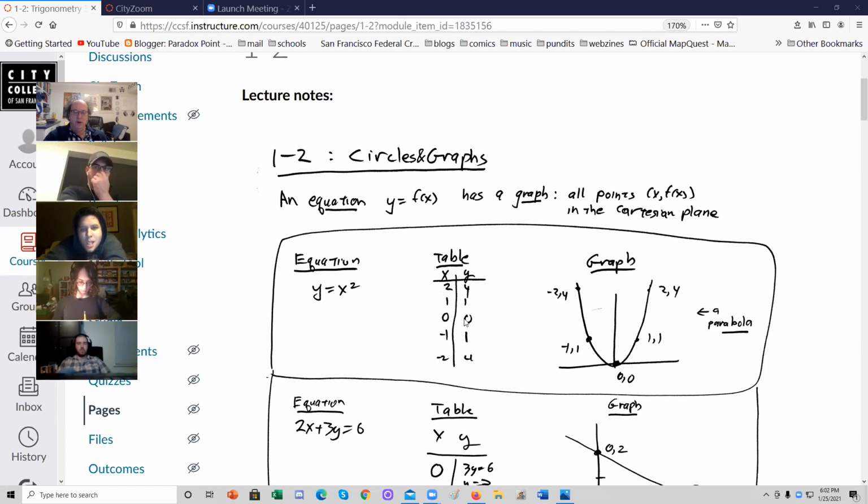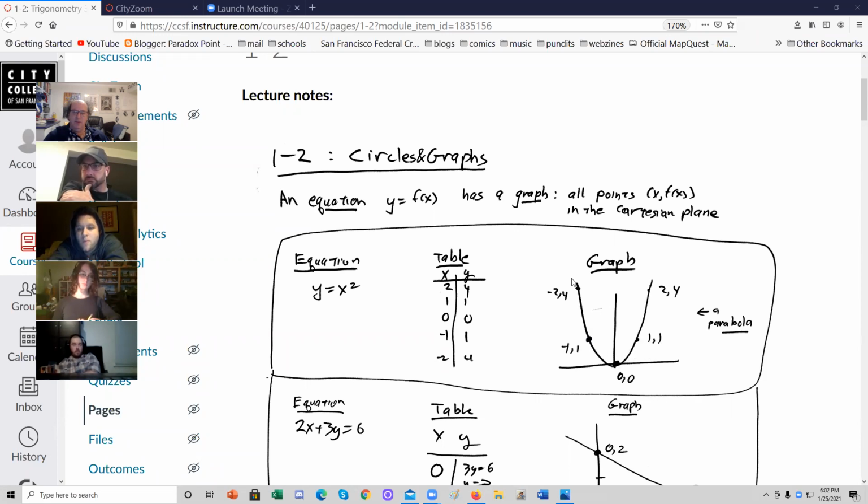-2, -1, 0, 1, 2 squared, you get 4, 1, 0, 1, 4. Here's the point (-2, 4). Here's the point (-1, 1). Here's the point (0, 0). Here's (1, 1). Here's (2, 4). 5 points. And of course, here would be (-1/2, 1/4), here's (1/2, 1/4), here would be (3/2, 9/4).